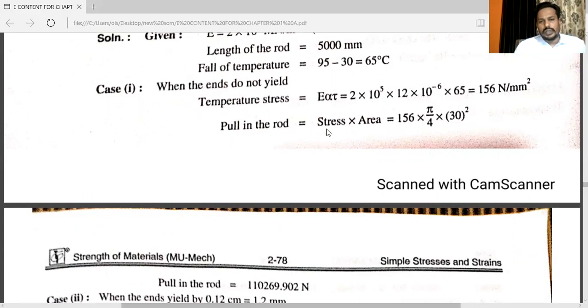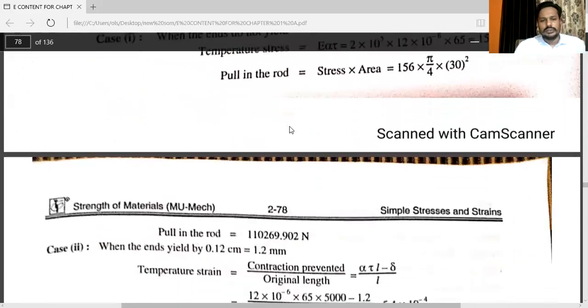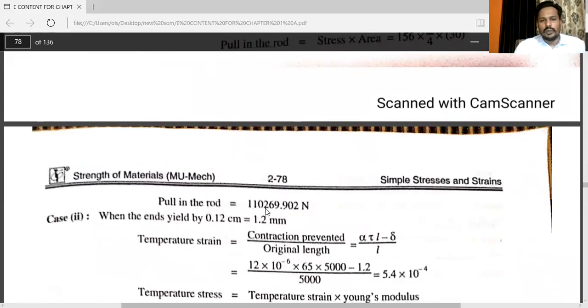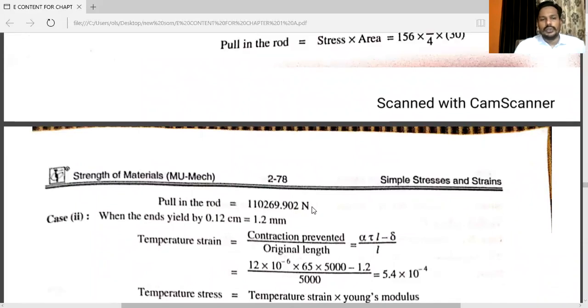So P is equal to stress into area. We have the value of stress and we have the value of area. You will get the pull in the rod. Answer is 110,269.902 Newton.